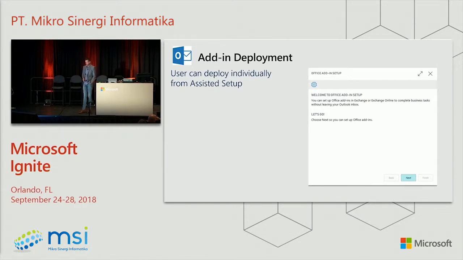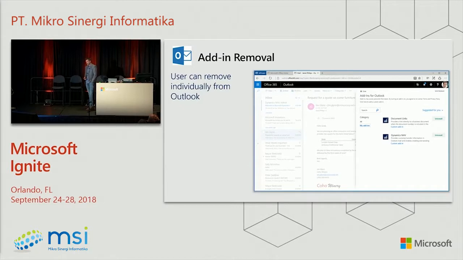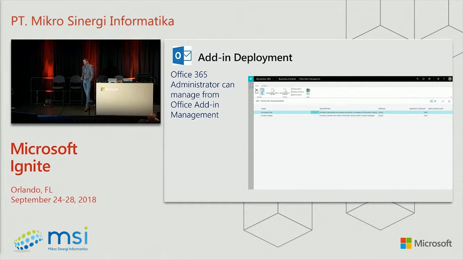As I mentioned, the Outlook add-in is really easy to do inside of Business Central. You basically go through one step, and then it adds that. You can also remove it from inside of Outlook, and so it can be managed that way. And you can also manage it inside of Business Central through the add-in deployment window.